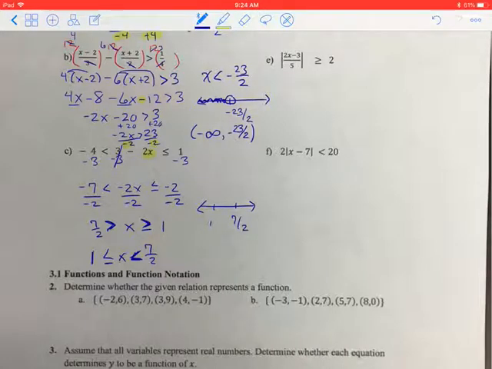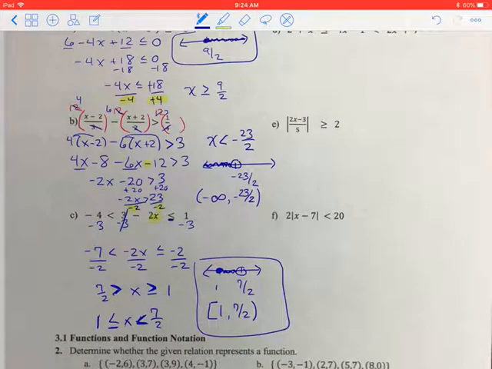It does look like I'm including this one. So let's see if I follow that down. That's going to be right here. So I want a closed circle on the 1, an open circle on the 7/2, and then I'll shade in between. So in interval notation, that will be a bracket 1 and then a parenthesis on the 7/2.